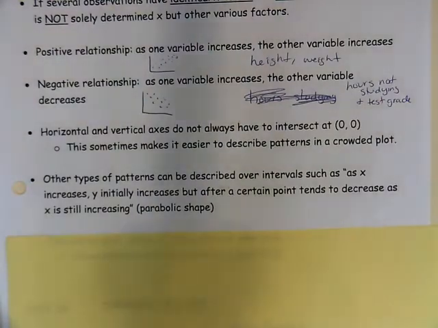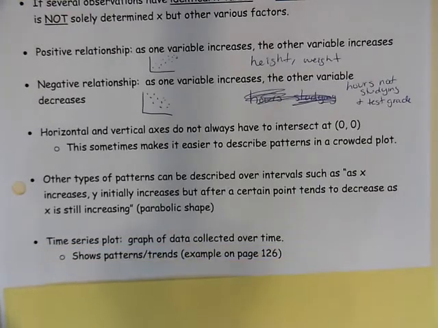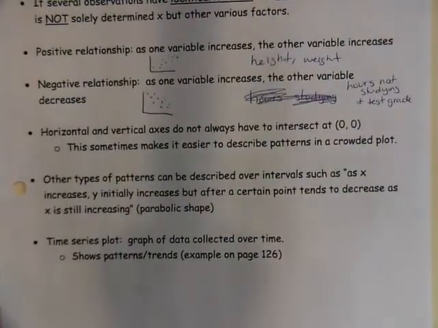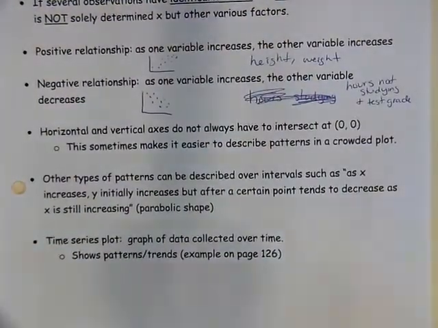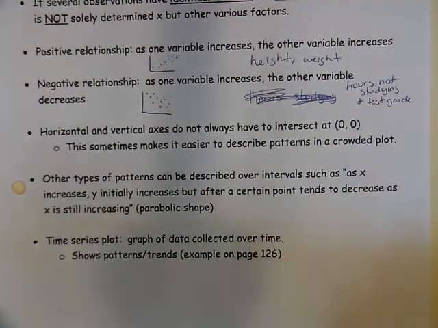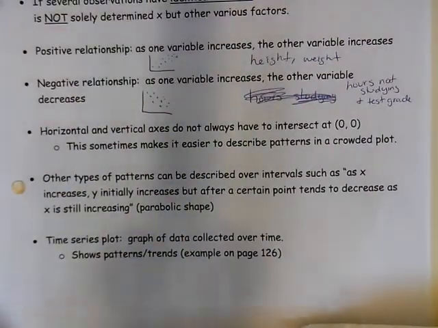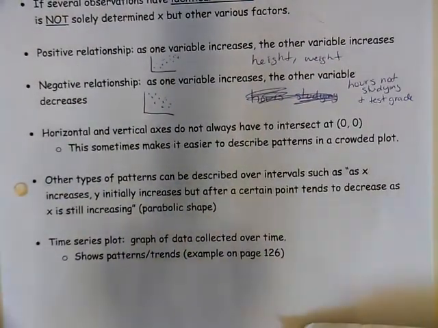That would be like as x increases, y increases exponentially. A time series plot graphs data over time and shows patterns and trends. On page 126 in the book, you can see what happens over time. You've probably seen a ton of these when we had the coronavirus, because they would have time since first whatever, and then the chart. So you've probably seen these before at this point.